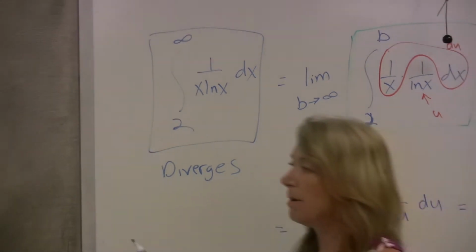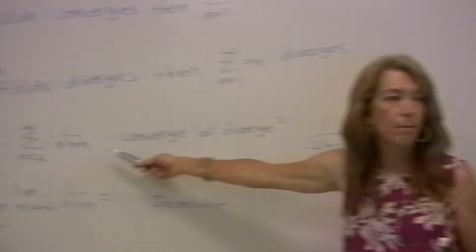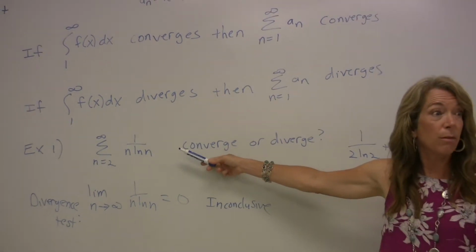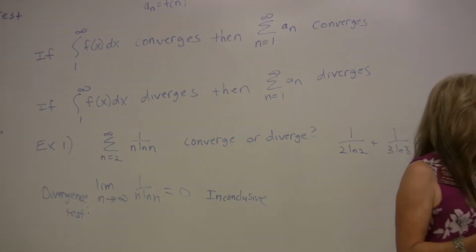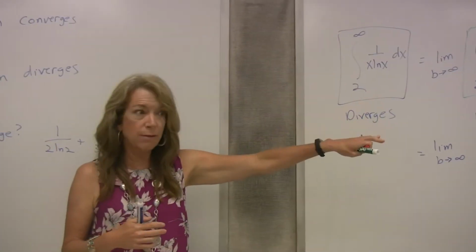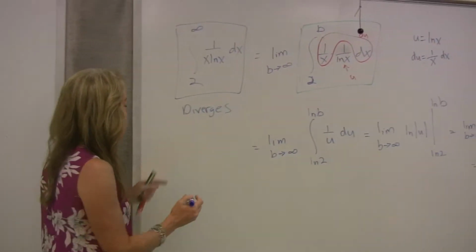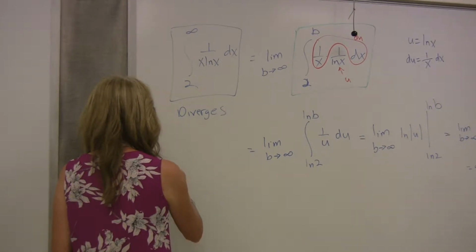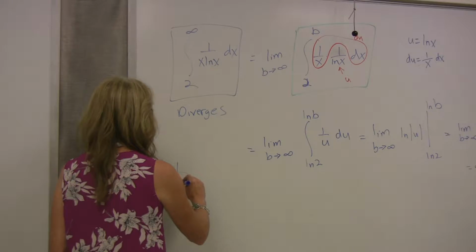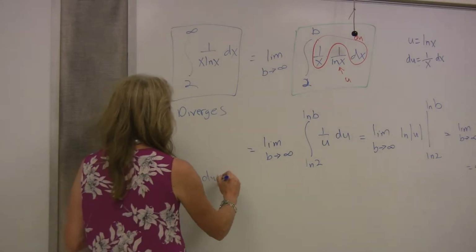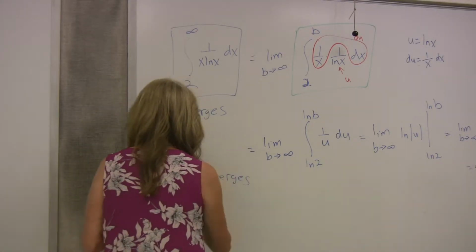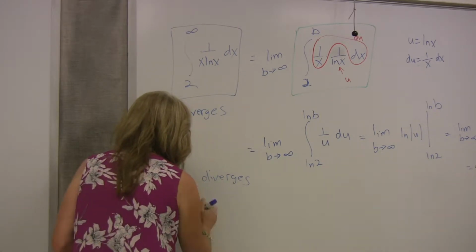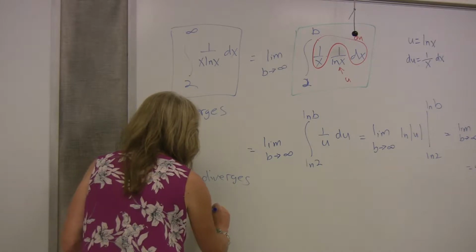What does that tell me about this series? It diverges as well by the integral test. So we have to do this integration, do all this stuff for review, find out what happens, and then we say that the original series diverges by the divergence test. Oops, not the divergence test, by the integral test.